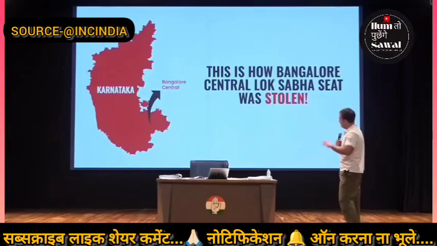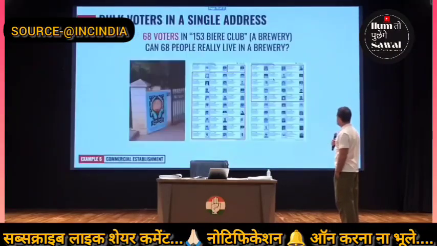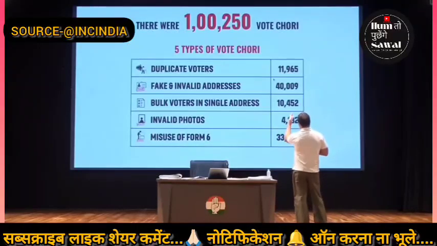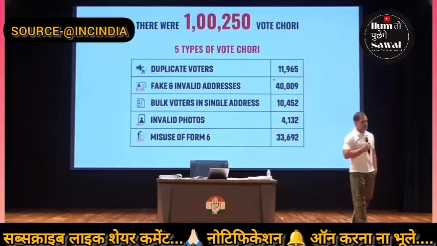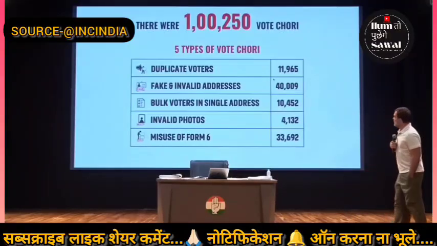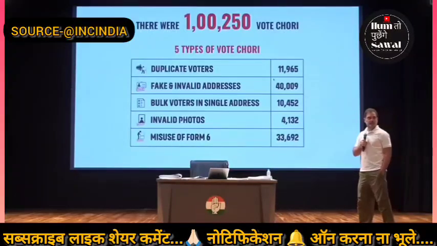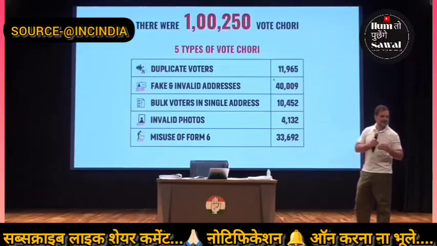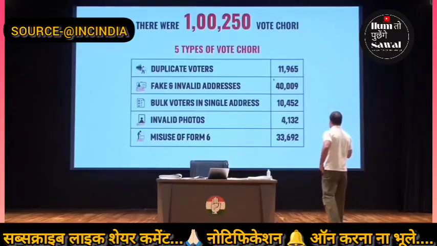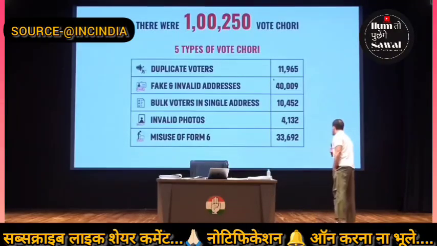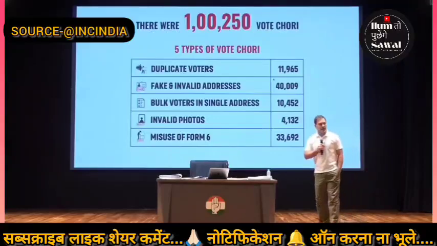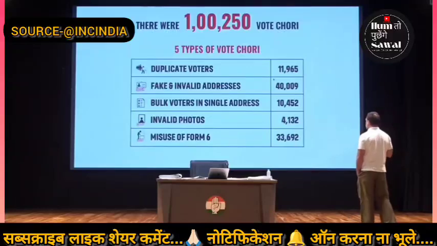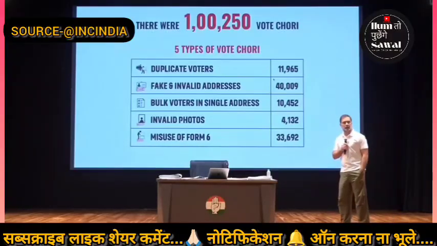Just take me back to the numbers. 1 lakh. Yeah. So 1,250,000 stolen, election won in one assembly. Duplicate votes 11,965. I'm giving you the menu, aren't I? Dessert, starter, right? Duplicate voter 11,965. Fake and invalid addresses 40,009. Bulk voters in single address 10,452. Invalid photos 4,132. Misuse of Form 6 33,692.